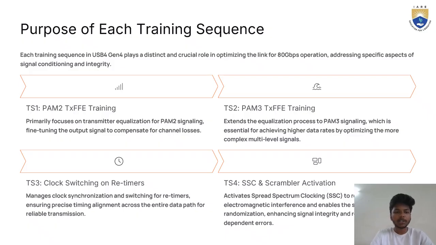It manages clock synchronization and switching for retimers, ensuring precise timing alignment across the data path for reliable transmission. And the last is SSC and scrambler activation. This activates the SSC to reduce electromagnetic interference and enables randomization, enhancing signal integrity, and errors are resolved. This is about the purpose of each training sequence.